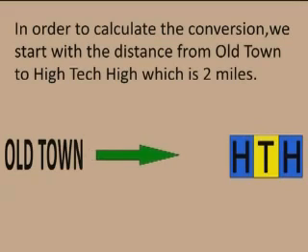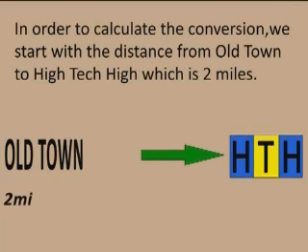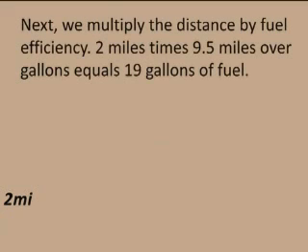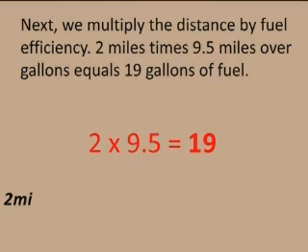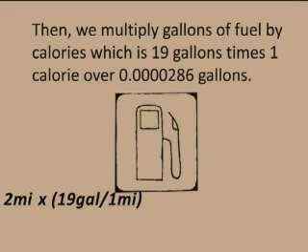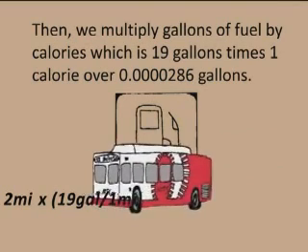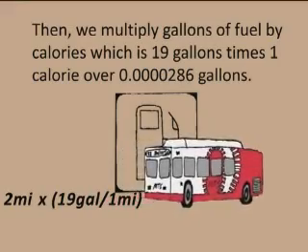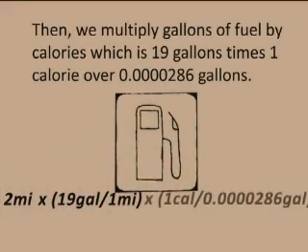In order to calculate the conversion, we start with the distance from Old Town to High Tech High, which is 2 miles. Next, we multiply the distance by fuel efficiency. 2 miles times 9.5 miles over gallons equals 19 gallons of fuel. Then, we multiply gallons of fuel by calories, which is 19 gallons times 1 calorie over 0.0000286 gallons.